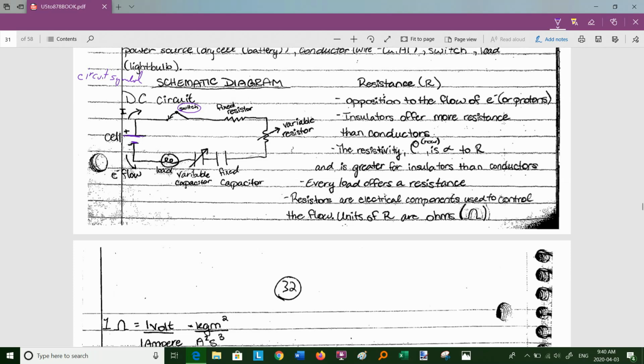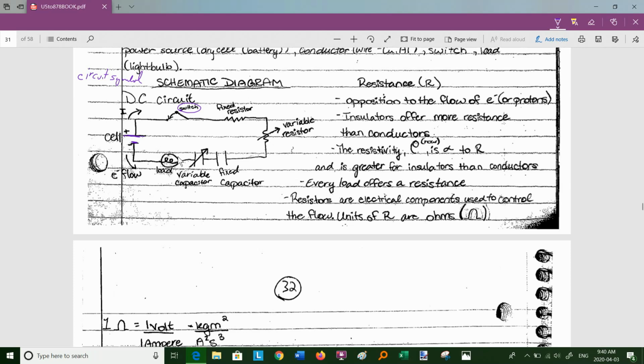We won't really look at capacitors that much in this chapter, but those are components that are thrown in. A load here is a circle here. I made it like a lamp, and there you go. So your protons flow from the positive terminal to the negative. Electrons flow from the negative to the positive.